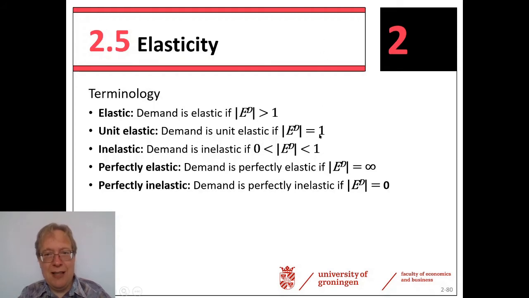It's unit elastic if that is exactly 1. It's inelastic if it's between 0 and 1. It's perfectly elastic if it's infinite, and it's perfectly inelastic if it's 0. So perfectly inelastic means that if I change price, quantity won't change a bit. And a lot of these things we'll get back to later in this course.